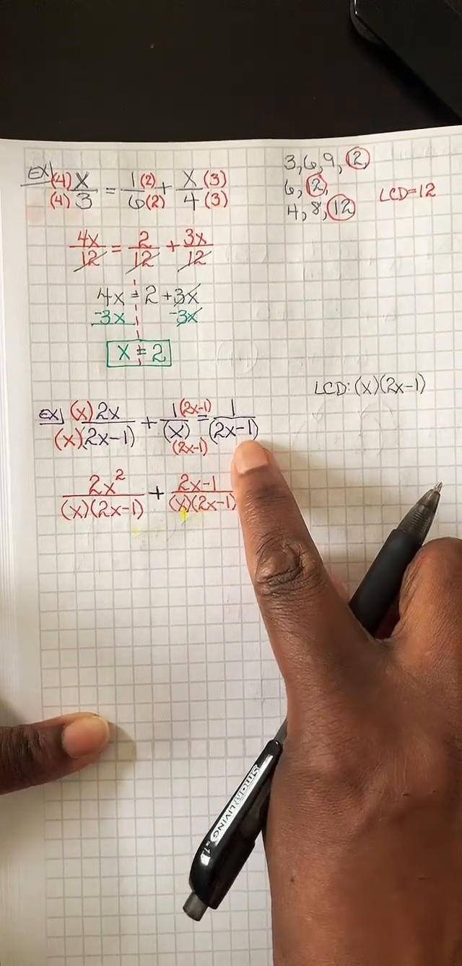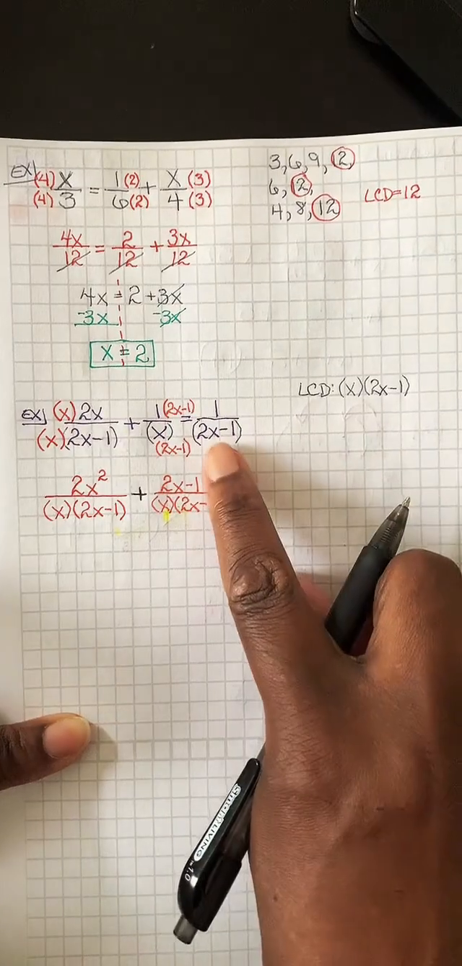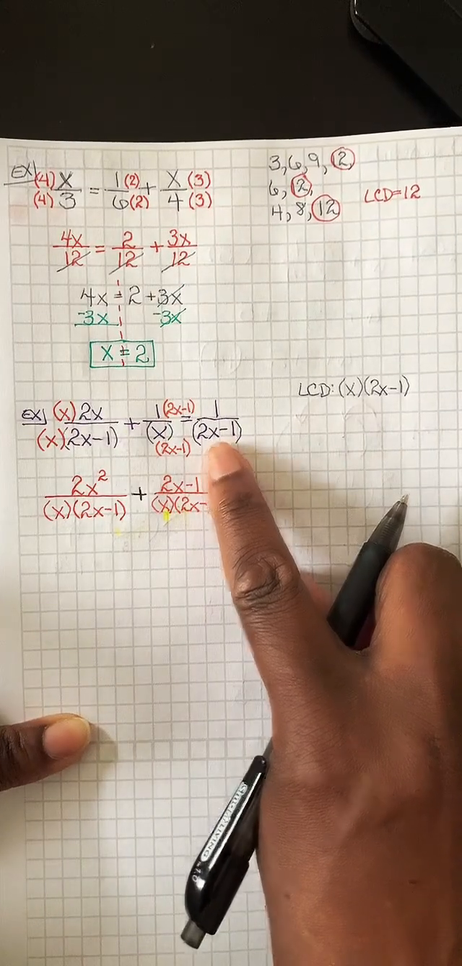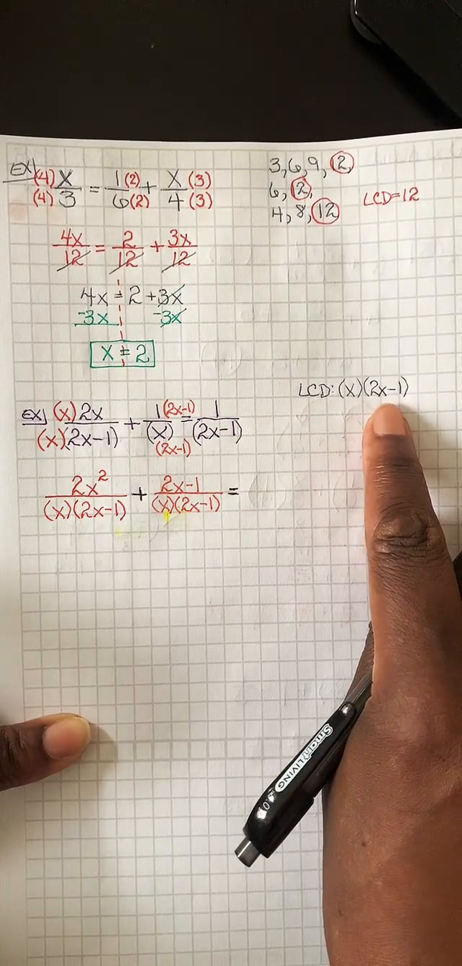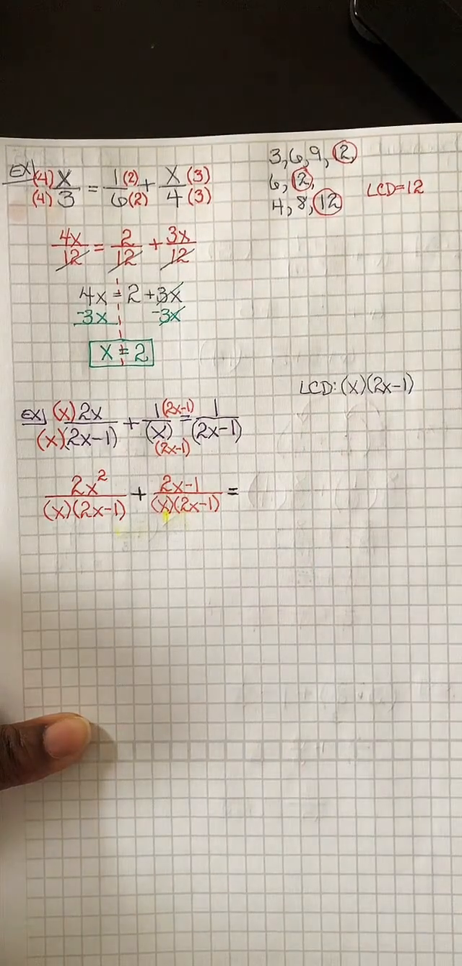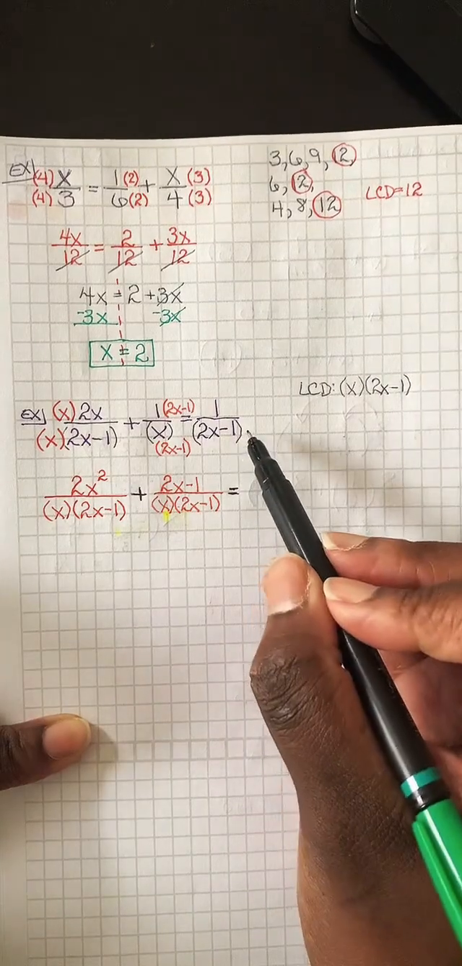Now we're looking at the last one. So we have 2x minus 1. Our LCD is x times 2x minus 1. So you tell me what's missing.